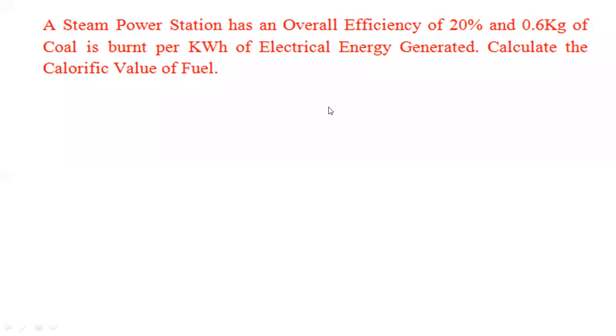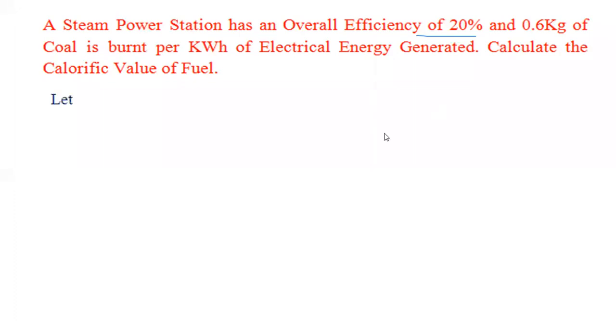Today I am going to solve numerical problems on thermal power plant. Another name for a thermal power plant is steam power plant. Now the question is: a steam power station has an overall efficiency of 20% and 0.6 kg of coal is burned per kilowatt hour of electrical energy generated. Calculate the calorific value of the fuel.